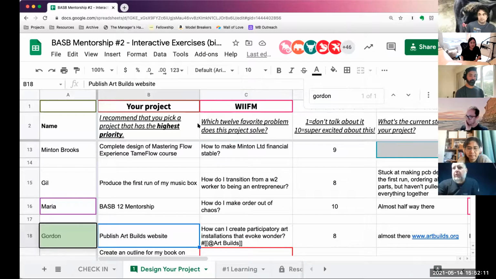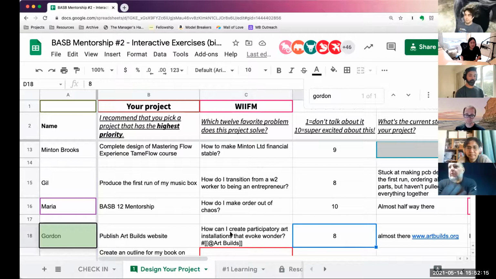Okay, so right now, when you think about building, it's an 8, right? How can you create participatory art installations that evoke wonder? So how easy is it to publish that website for you? I mean, it wasn't hard to get it published, but it's been hard to get it right, I guess, is what I'll say. So what makes it hard to get it right?